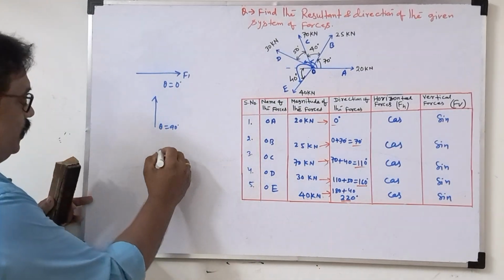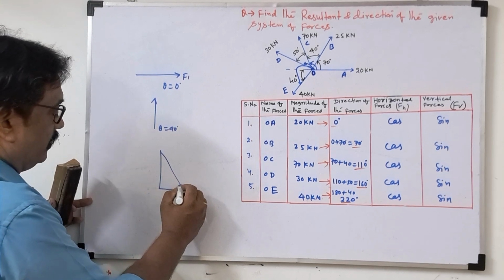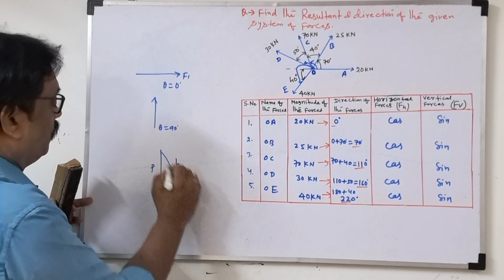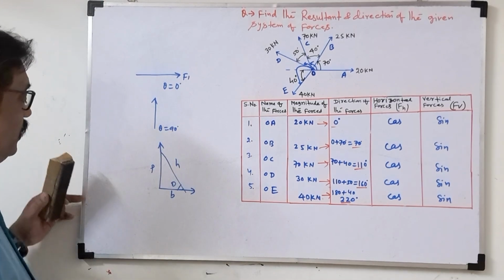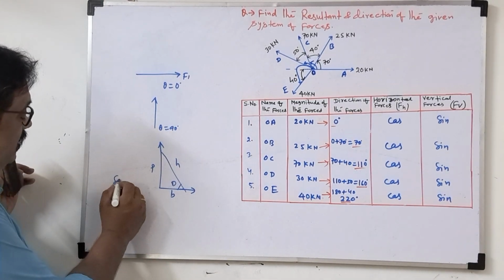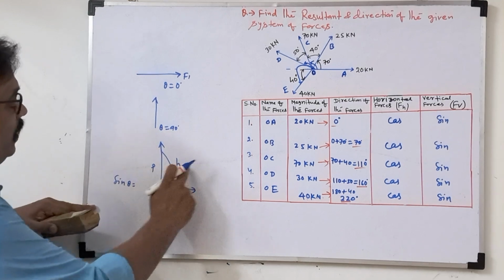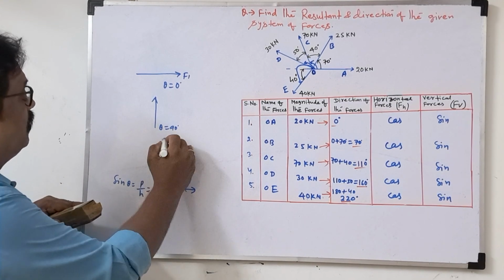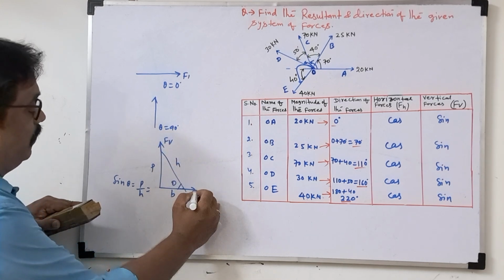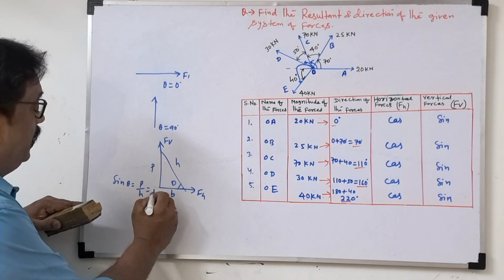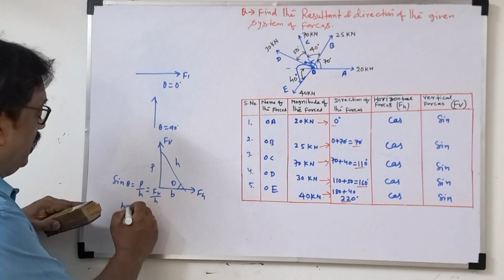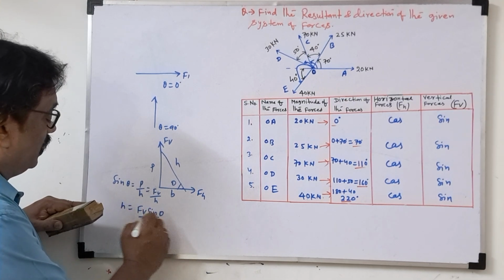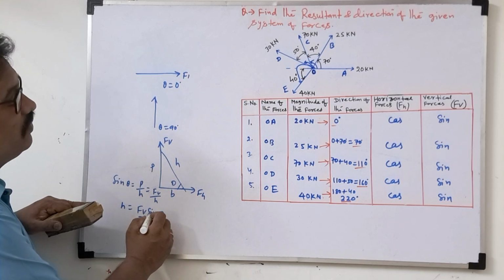You see here, suppose one right angle triangle is there. This angle is theta. This is P, this is H, this is V. Based on the Pythagoras theorem, suppose we consider sine theta. Sine theta is equal to P by H, perpendicular by hypotenuse. So P is the vertical force, V is the horizontal force. P is vertical by H, so FV equals H sine theta. That means vertical force has sine terms.